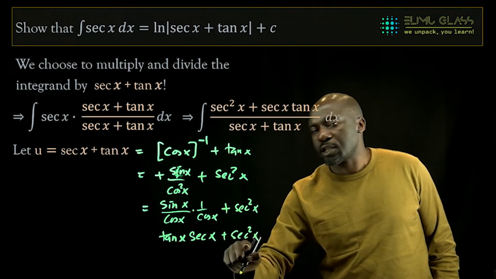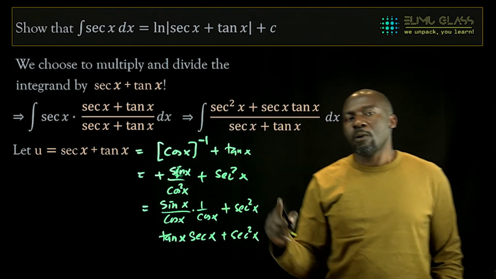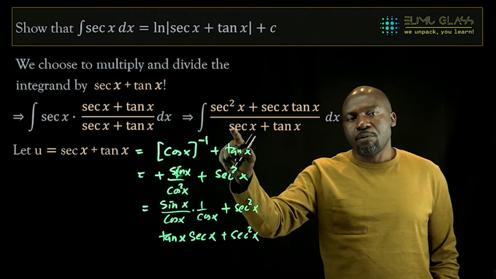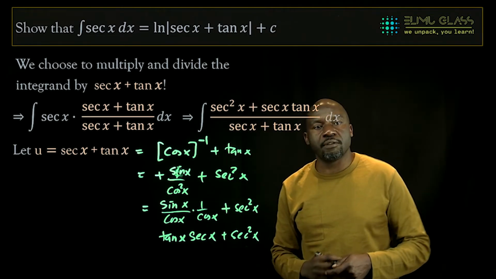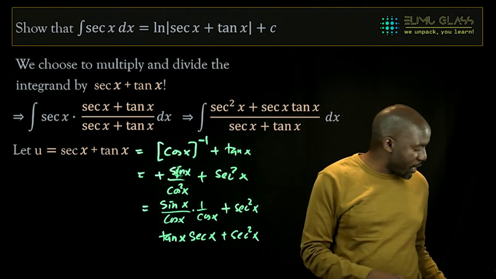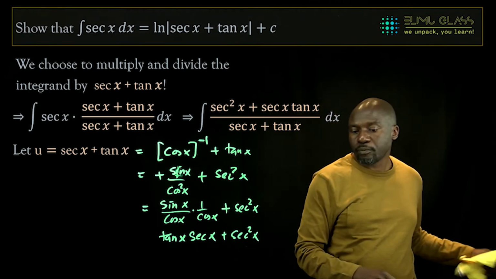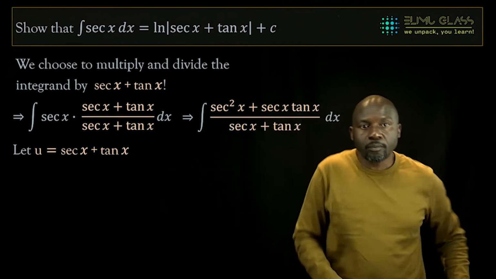We can see that this expression is in fact this numerator here. So the derivative of the denominator is the numerator there. So we have the case of a function and its derivative again, and that is the reason why that u substitution works. Okay, let me just erase this so we write it neatly.